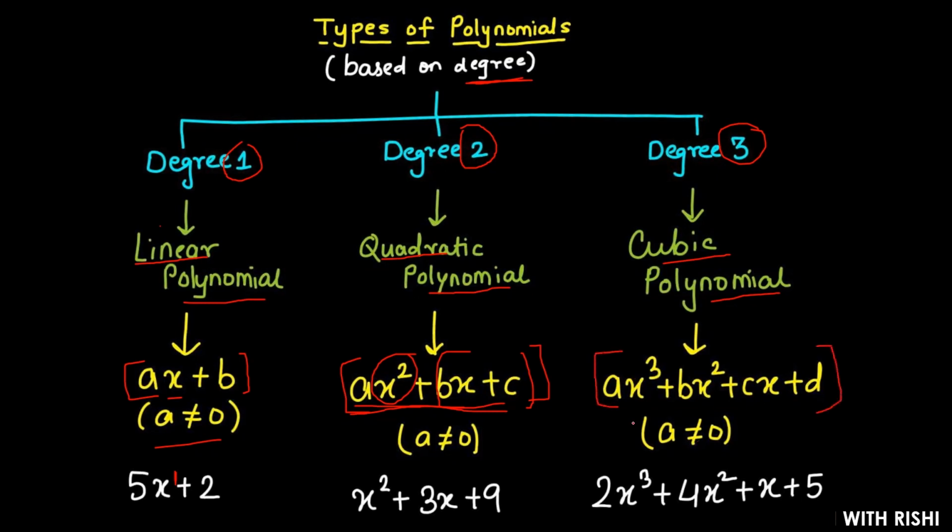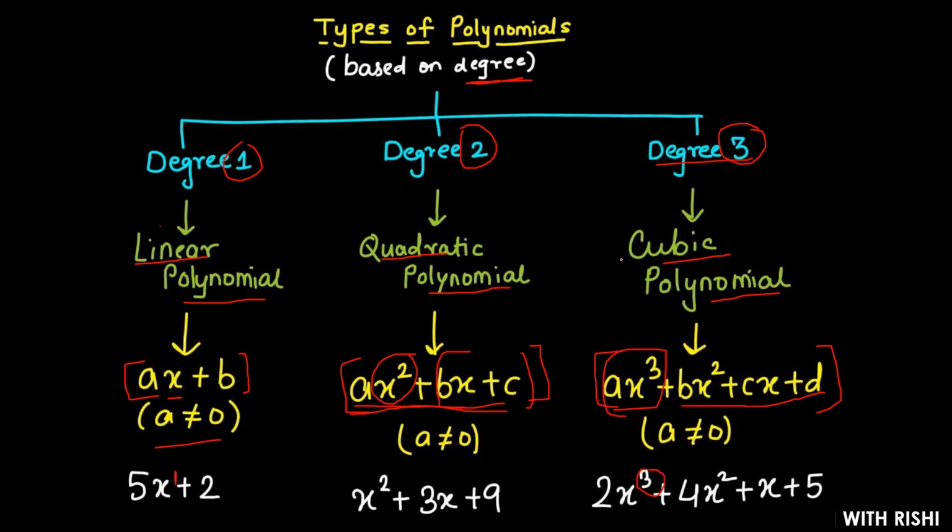So here also, if a is equal to 0, if this term becomes 0, then the polynomial becomes a degree 2 polynomial, right? So that's why a should not be equal to 0. For example, 2x cube plus 4x square plus x plus 5. In this expression, the highest power of the variable is 3. The degree is 3 here, right? So this is a degree 3 polynomial, which is known as a cubic polynomial.